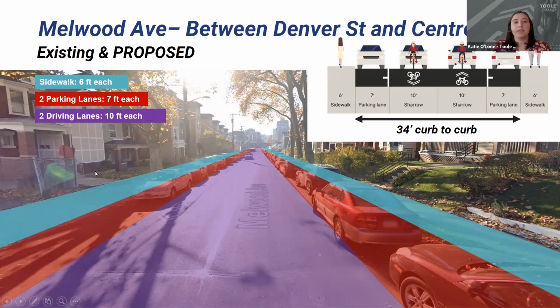So this is showing between Denver Street and Center, looking toward Center here. This cross section, like I mentioned a minute ago, is going to pretty much stay the same. The only difference is that we'll be adding that speed hump between Baum and Center. So two-way traffic here with shared lane markings that will remain the same, with parking on either side.